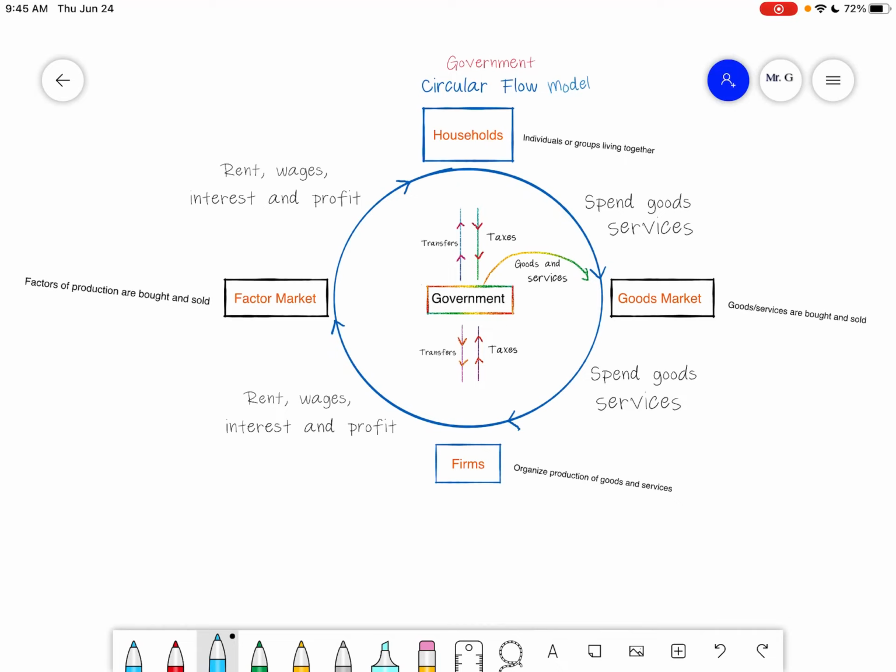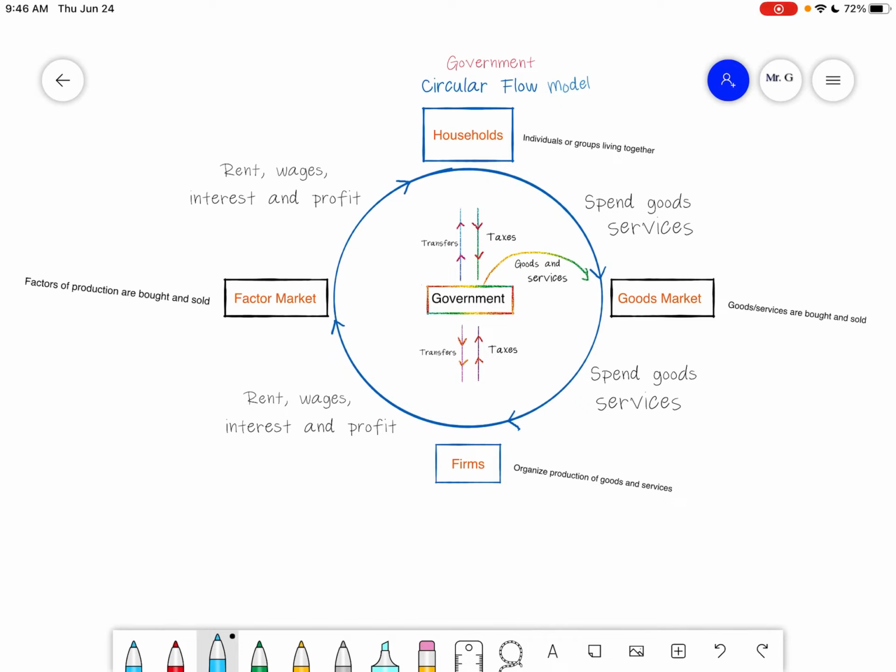The government also buys in the goods market. They buy different goods and services. They have to keep the government running, so they buy a lot of different goods and services. So the government really just acts right in the middle, and they work with the households and the firms, taking money and essentially putting money back in and buying goods and services.